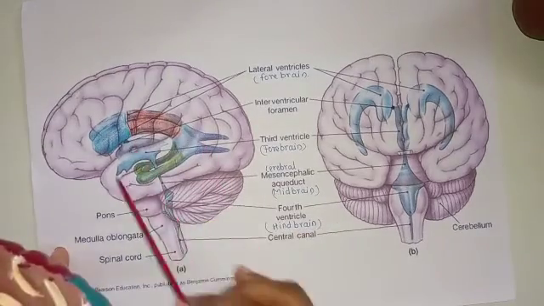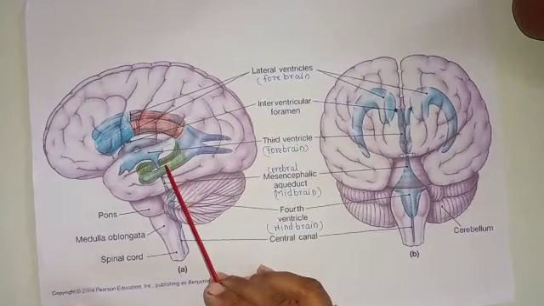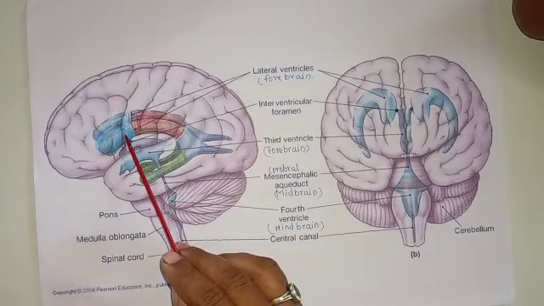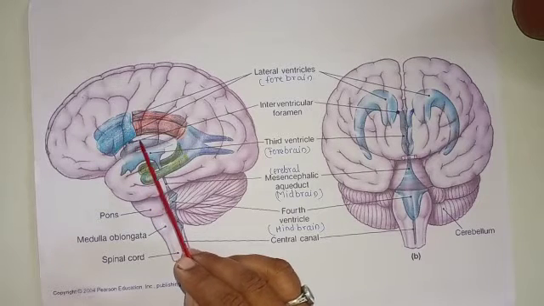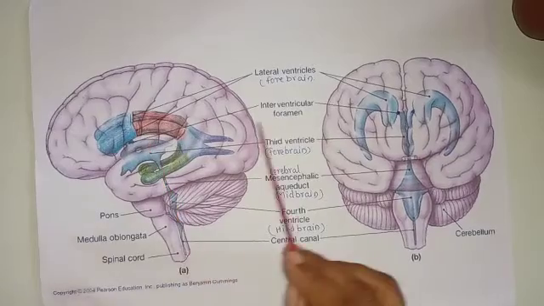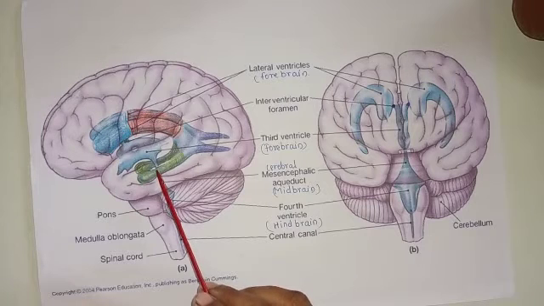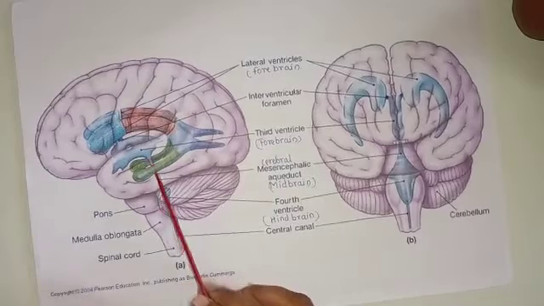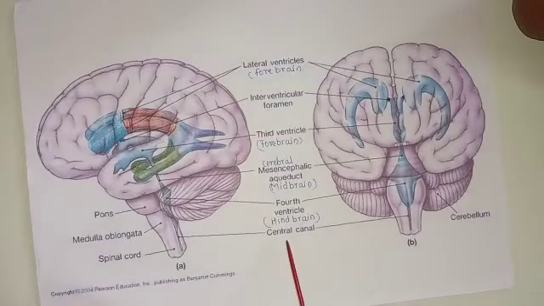All these ventricles are connected in a series by means of channels. So what are the names of these channels? The first channel, present between the two lateral ventricles and the third ventricle, is called the interventricular foramen, or the foramen of Monro. The second is the cerebral aqueduct, which connects the third ventricle to the fourth ventricle. And the fourth one is the central canal.